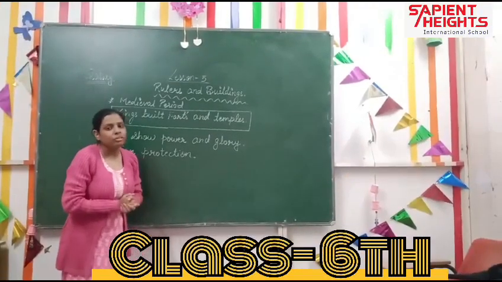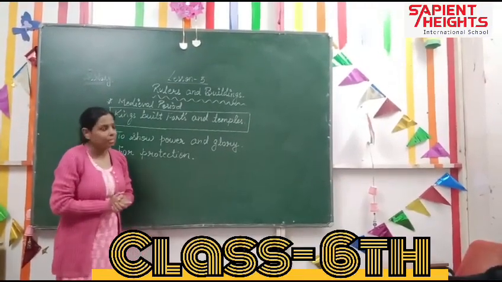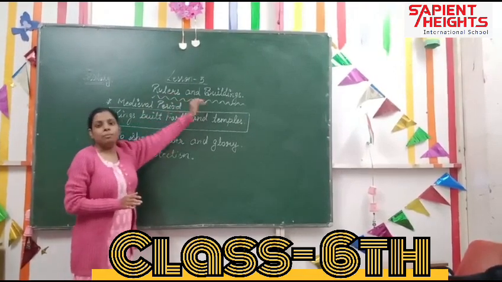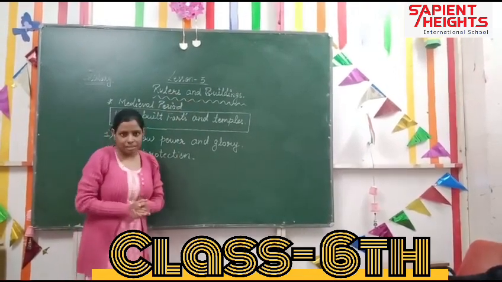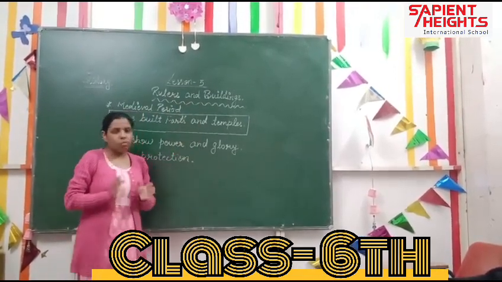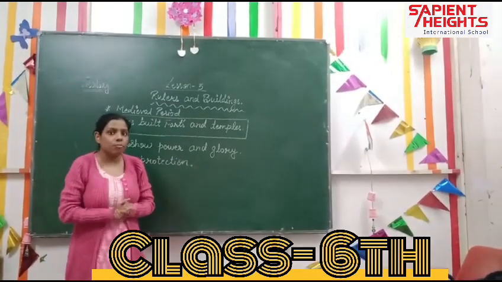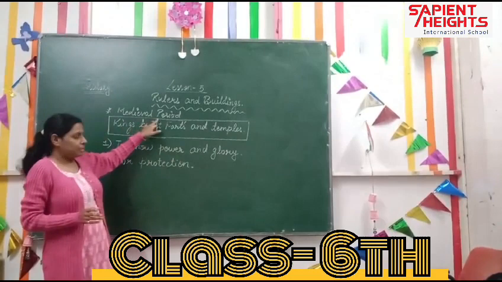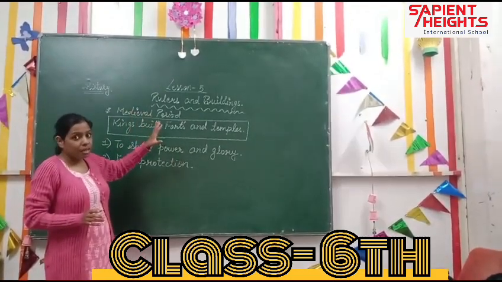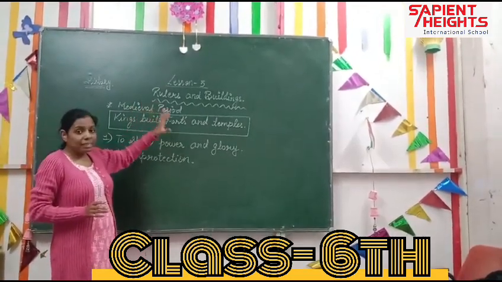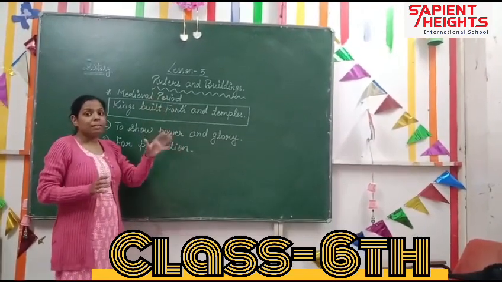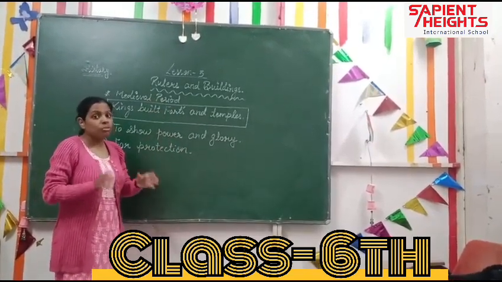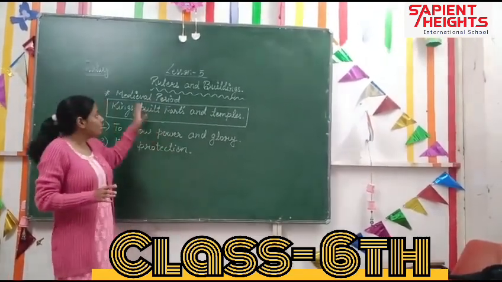Today we are going to read lesson number 5 in history, that is Rulers and Buildings. In this lesson, we learn about different types of temples and forts built during the medieval times. So this is the time period in which the buildings, forts and temples were built. This is the time of the medieval period.